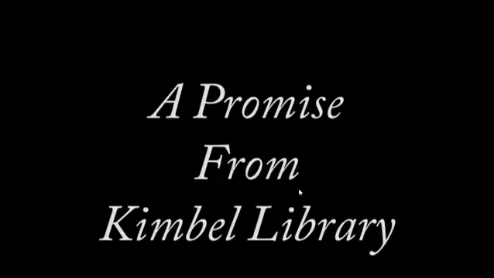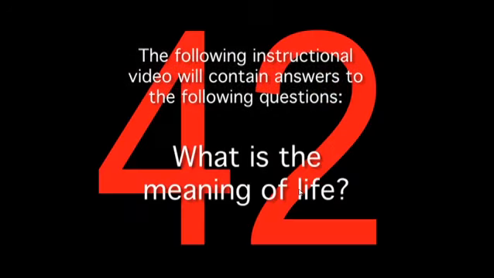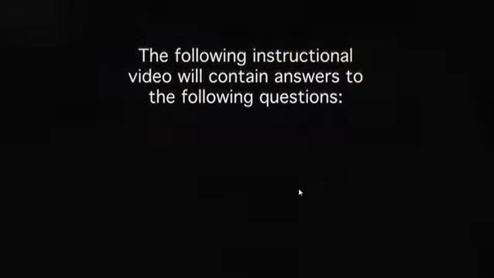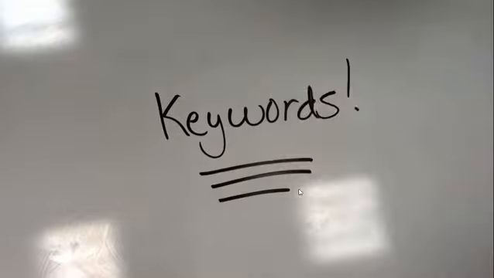And now, a promise from Kimball Library. The following instructional video will contain answers to the following questions. What do chickens and breakfast cereal have in common? What is the meaning of life? And how many keywords should you use when searching library databases? In order to find sources for your annotated bibliography, you'll need to search library databases. To do this, you will need keywords.